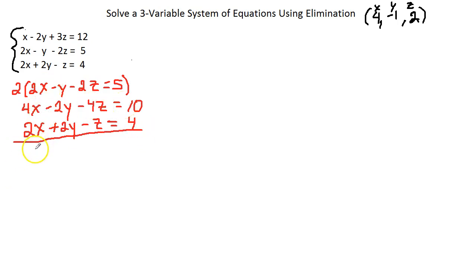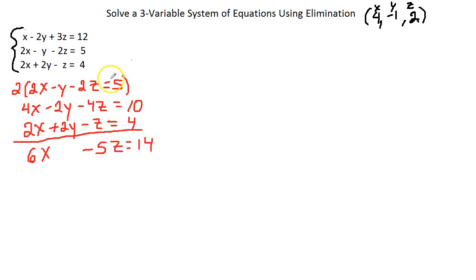Then I add these two equations together. So 4x plus 2x makes 6x. -2y plus 2y cancels out. It's what we want. And then -4z minus z gives me -5z equals 10 and 4 make 14.